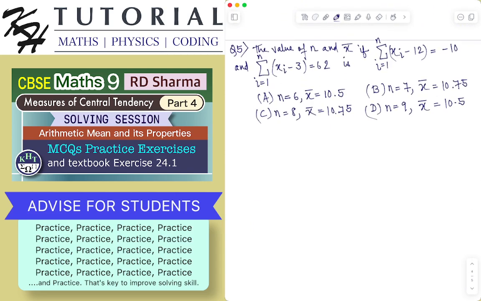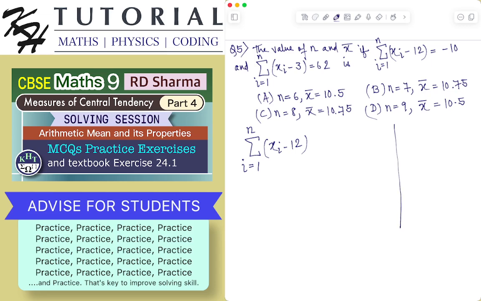Okay, we have to find the value of n, that is the number of observations, and the mean, where 2 equations are given. One is, you must be very familiar with this notation. What is this? This is the sum of the deviations of n observations x1, x2 up to xn from the value 12.